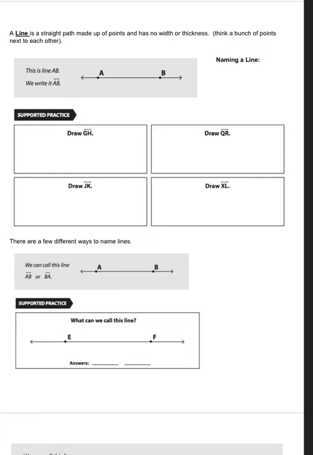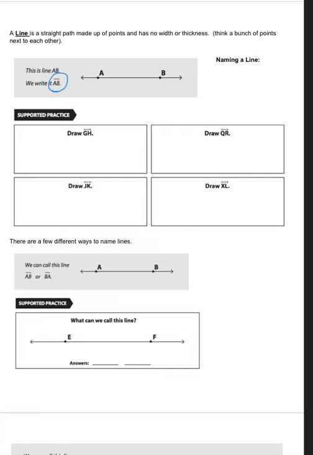Now, obviously, we just introduced a new word: line. A line is a straight path made up of points and has no width or thickness. Think of it as a bunch of points all next to each other in a row. And then it gives us a picture. It says this is line AB, and we write it, and then it gives you a little symbol, which we're going to talk about in more detail.